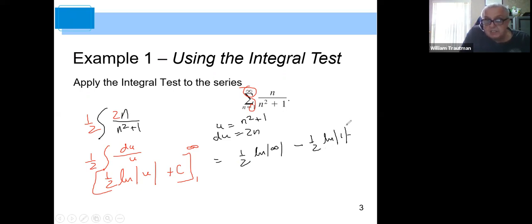What does this equal? Anyone? Natural log of 1, right? E to the 0 power equals 1. So this should be 0. You can check this out on your calculator.